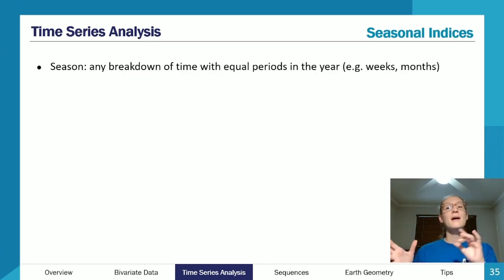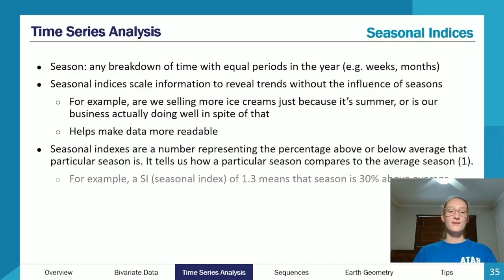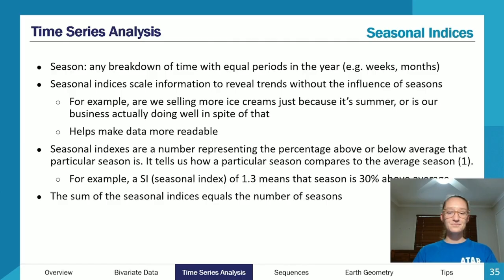But if we want to remove the impact of seasonality, this is where deseasonalizing data comes in. And how we do that is with seasonal indices. We won't focus on that here too much because I would like to focus more on sequences. But the main things I'll draw your attention to is, again, that a season is any breakdown of time with equal periods in the year. So again, we could do it month by month, in which case we'd have 12 seasons in the year. And seasonal indices are the numbers that we use to deseasonalize and reseasonalize data.